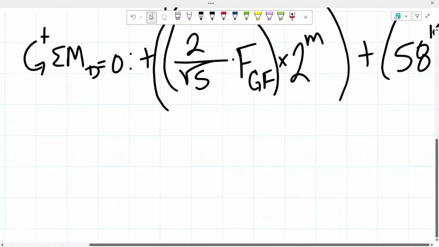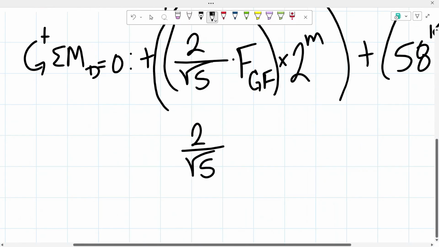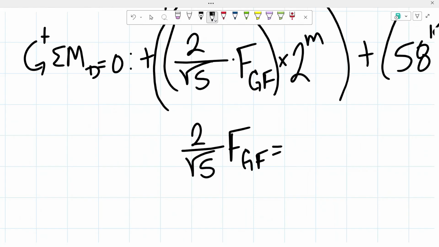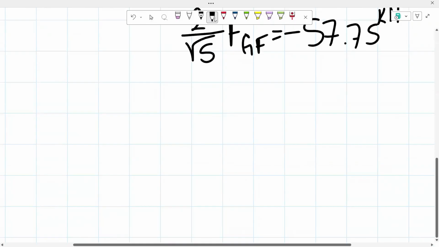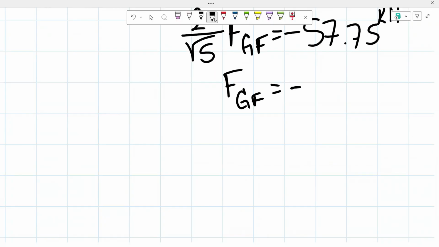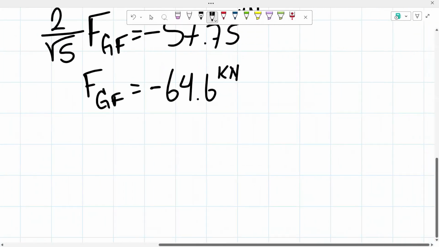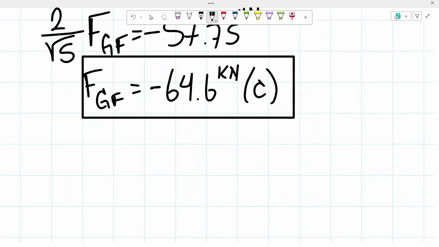So from there, we would simply solve for the force of the member GF. We would end up getting 2 over the square root of 5 times the force of GF has to equal negative 57.75 kilonewtons. And then we would simply solve for the force of the member GF, and we would end up getting a value of negative 64.6 kilonewtons. As you guys could see here, we got a negative number. That means that we assumed incorrectly, meaning that it will actually be in compression and not in tension.